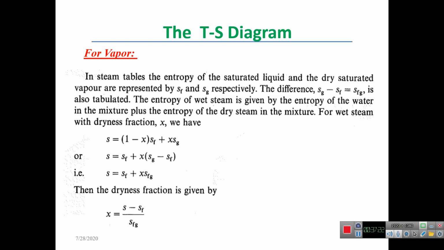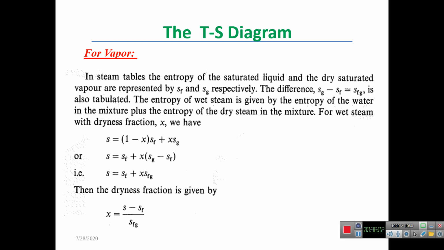Now, this applies also for other properties. So the enthalpy at any point in the wet region, h, can be written as being equal to hf plus X into hfg. The internal energy at any given point within the wet region can be written as u equal to uf plus X into ufg. The specific volume at any point within the wet region can also be written as v equals vf plus X vfg.